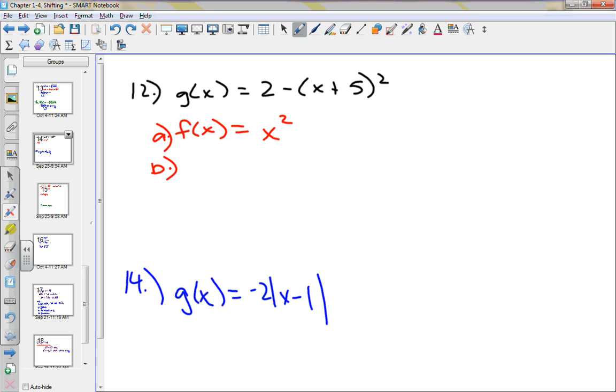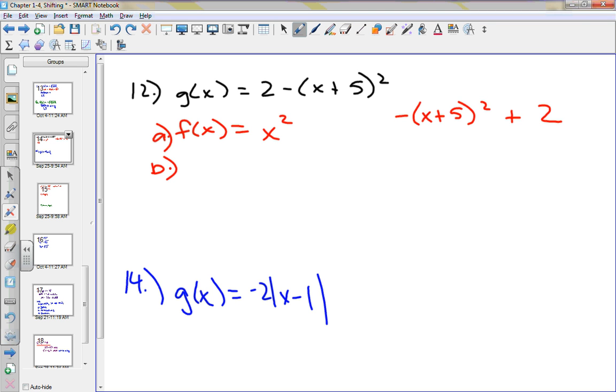Letter B now says to describe the transformation from f to g. So what did I do to f to get to g? What happened to it? Read g from left to right. What does that 2 do to it? Third period really struggled with that. It does not stretch it. Because, look at it, rewrite it if you have to. Negative x plus 5 squared plus 2. That's exactly the same thing.